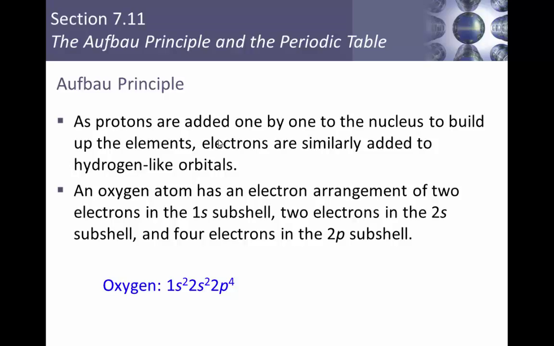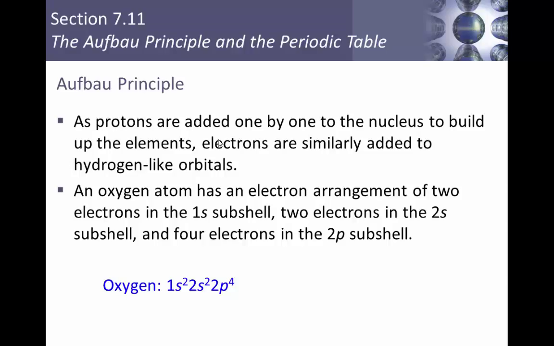The first rule is the Aufbau principle. It says that as protons are added one by one to the nucleus to build up the elements, electrons are similarly added to hydrogen-like orbitals. What that's really saying in essence is that electrons want to occupy the orbitals of the lowest energy levels first. So they fill the s orbitals first, then move into the p orbitals, and then the d orbitals, and so on.